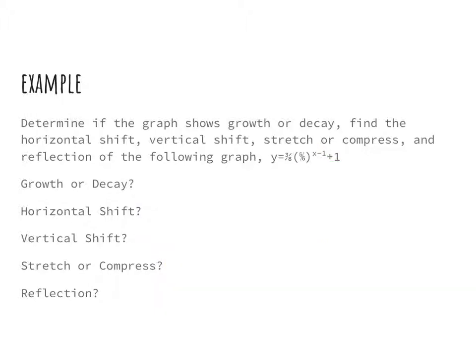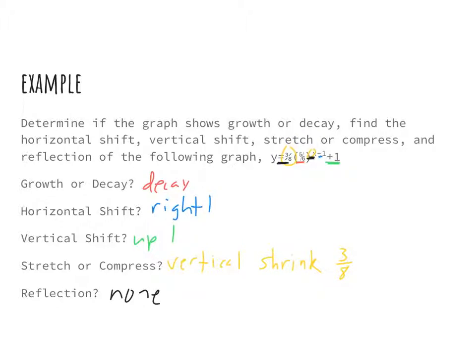Go ahead and pause the video. Do this last example on your own with y is equal to 3/8 times 5/6 raised to the x minus 1 plus 1, and then hit play and see how you did. You should have found that this is a decay function that shifts to the right 1, up 1, a vertical shrink by a factor of 3/8 with no reflection.